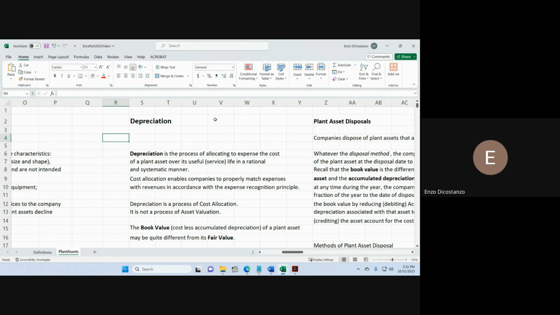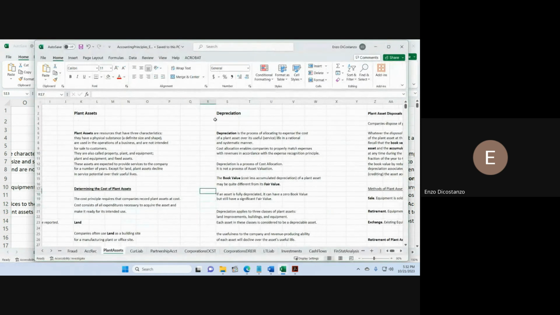But this is cost capitalization. So in other words, you're leveling out all the costs over a number of years instead of just absorbing a big cost in 1 year. That's basically what's happened. It's cost allocation to properly match expense with revenues in accordance with the expense recognition principle, the rules of accounting, basically. So depreciation is a process of cost allocation. It is not asset valuation. I did asset valuation last weekend. Took a long time to work on that.